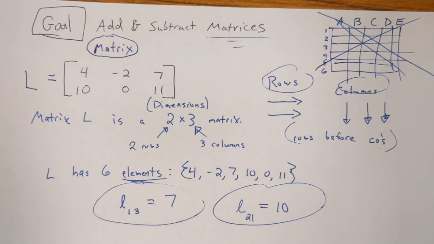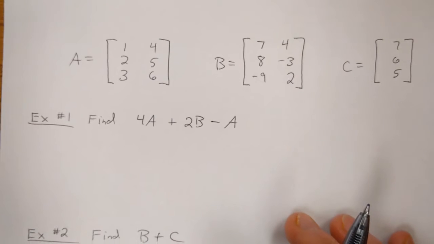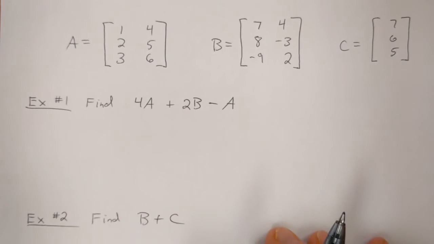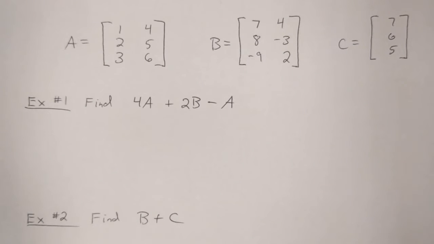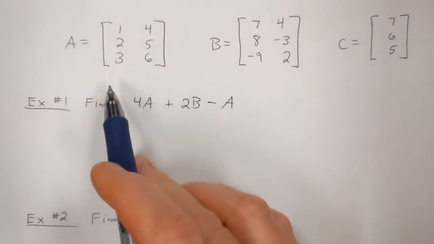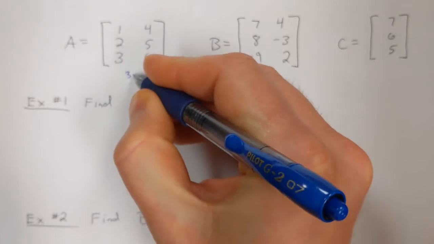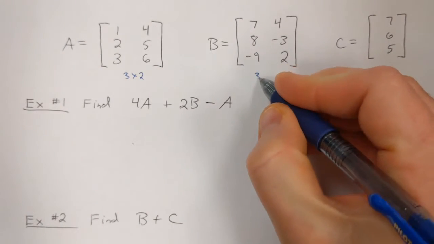Now to end this lesson, let's look at how we would add or subtract matrices. So here we have 3 different matrices called A, B, and C. We're not asked to find the dimensions, but we certainly could. This first matrix has 3 rows and only 2 columns. This would be a 3 by 2. And here are its 6 different elements. This one is the same size, 3 by 2.